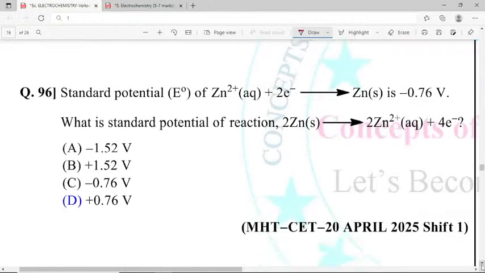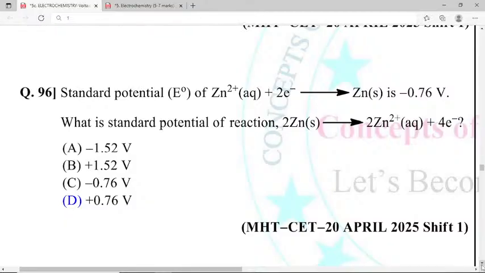The standard potential E naught of Zn2 plus. What is the standard potential of twice Zn2 plus 4 electron? The value should be the same. The sign has to reverse, because the reaction is reversed. Reaction reverse.